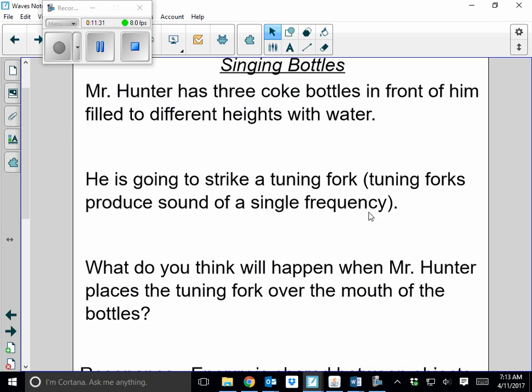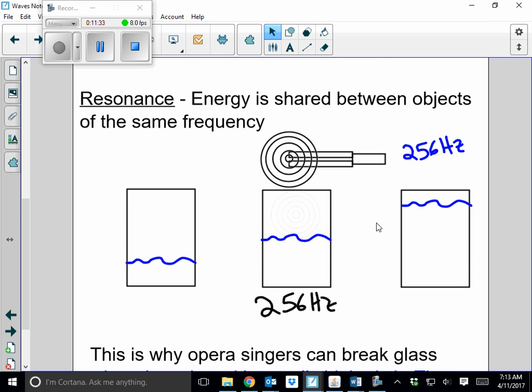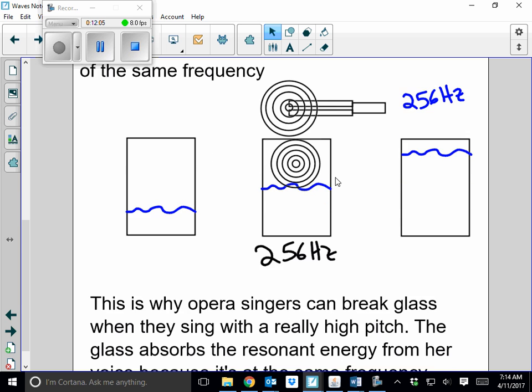The last thing I wanted to talk about real quick, because I am out of time, is resonance. Resonance is when energy is shared between objects of the same frequency. In this case, I have these three cups filled with water, and the tuning fork is at 256 hertz. As I strike the tuning fork and hold it above the different bottles of water, as we'll do or have done in class, one of them hums, because the air molecules take the energy from the tuning fork and start to vibrate.